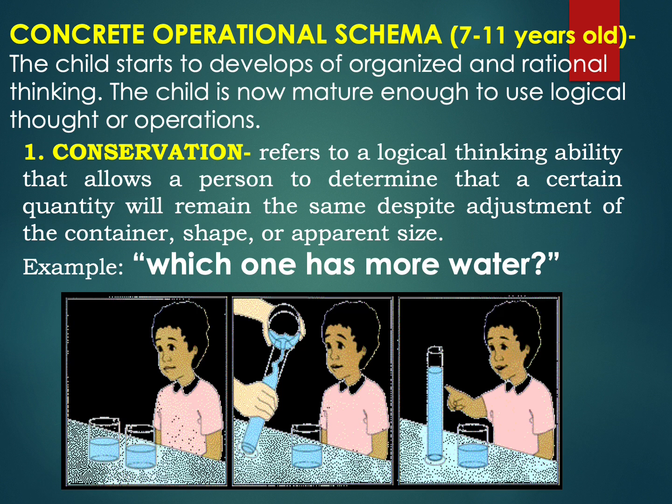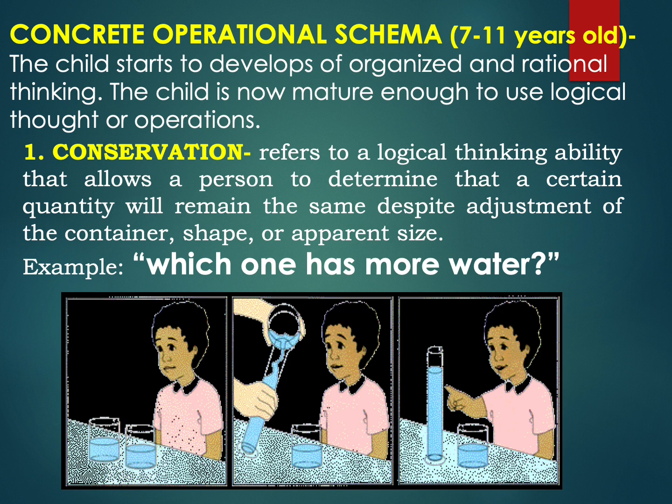The child automatically thinks na kung ano yung mas matangkad, yun yung mas madami. And pag yun yung sinagot ng bata, pag sinabi ng bata, this taller glass has more water, ang ibig sabihin niyan, the child has not yet developed conservation. Bakit? Kasi nga po ang conservation is the ability to determine that certain quantities will remain the same despite the adjustment in the container, the shape, or the size.